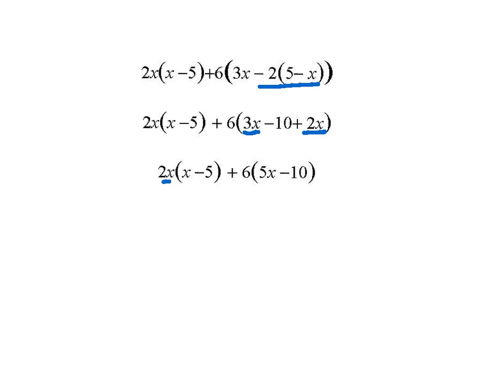So we're going to multiply the 2x times the x minus 5 and the 6 times the 5x minus 10. And there's no reason we can't do that step all at once. So first we'll distribute the 2x, which gives us 2x squared minus 10x, and then we'll distribute the 6. Now all that remains to do is collect like terms, which in this case means adding the negative 10x and the 30x. And our final version is 2x squared plus 20x minus 60.